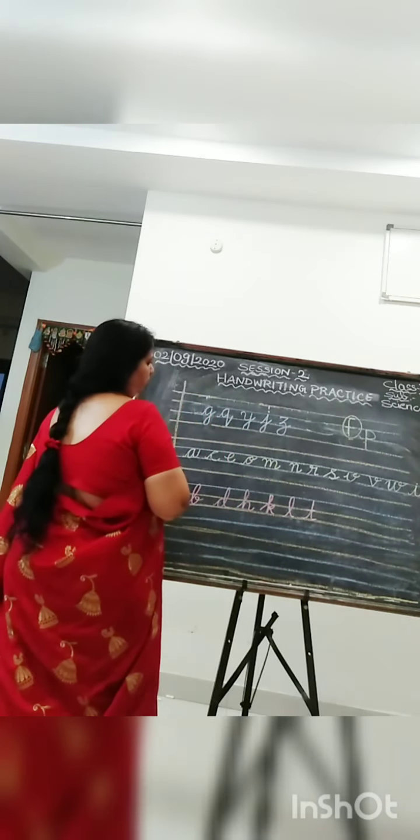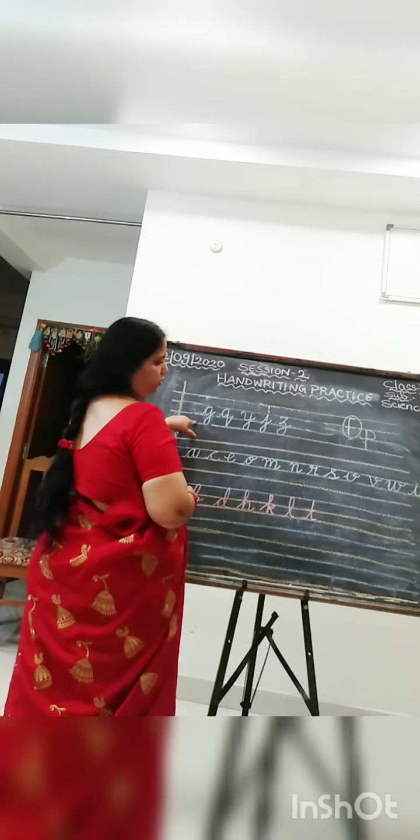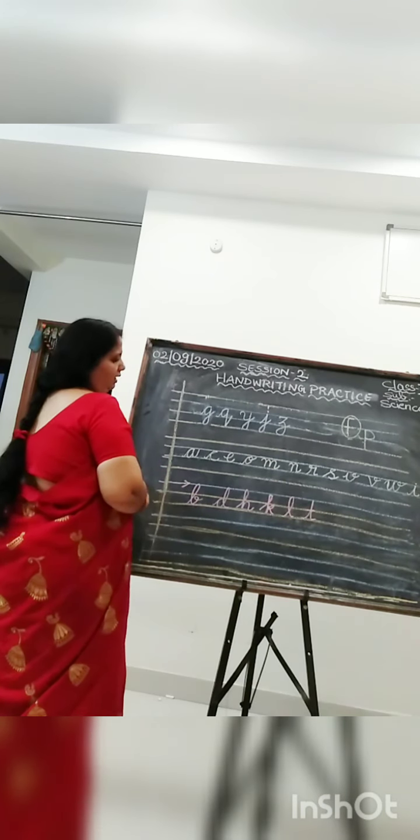Cursive letters are G, Q, Y, J and Z. Now, middle letters, upper letters and down strokes. Middle stroke, upper stroke, down stroke letters. Okay. So, upper strokes means which will touch the first line.